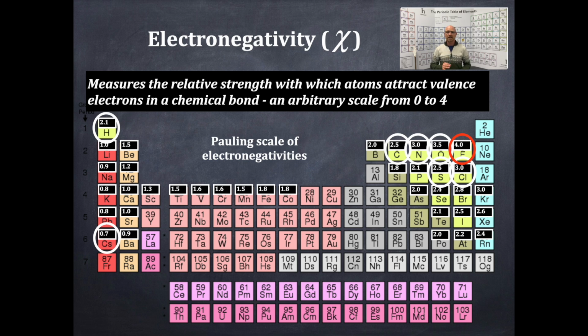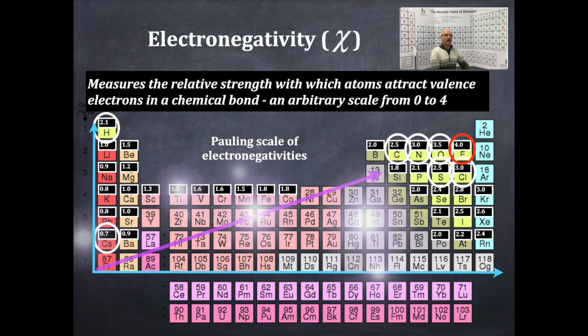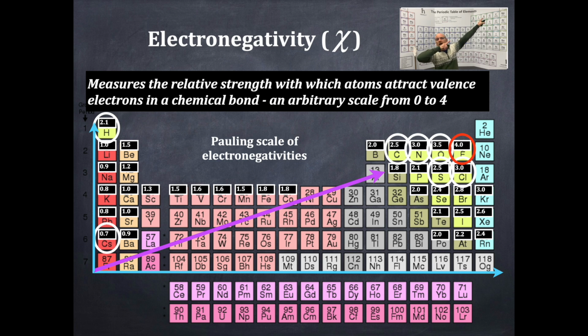So, the trend is as follows. As you go up a group, it increases in electronegativity. As you go to the right within a period, it increases in electronegativity. So therefore, it goes up in that direction on the periodic table. That is, it increases as you go up and to the right within a group and a period. All right, good, got that.